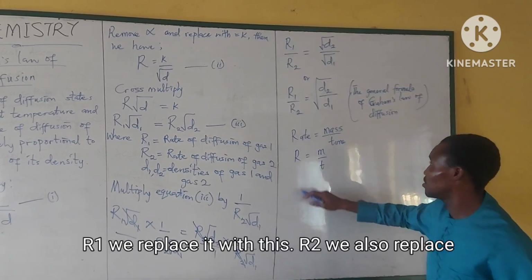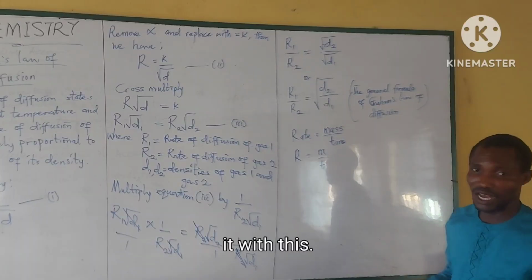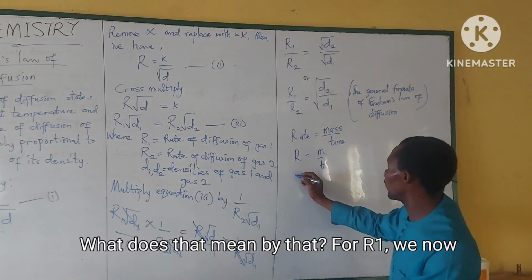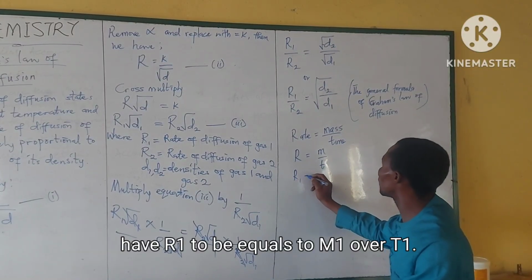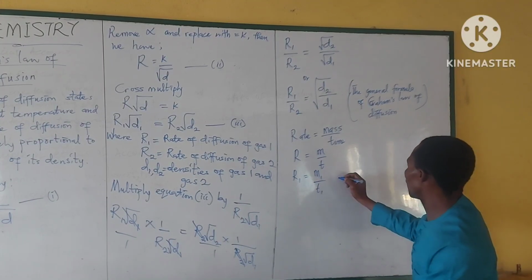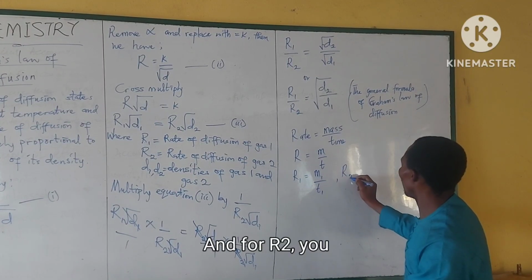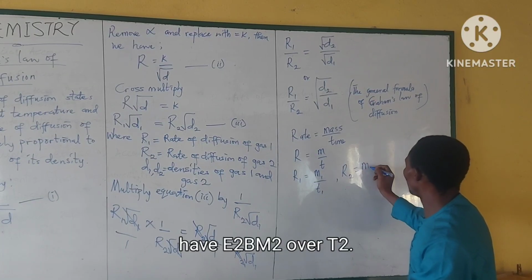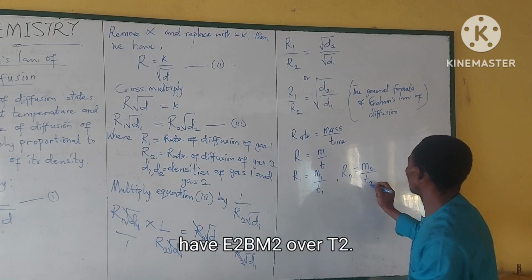R1, we replace it with this. R2, we also replace it with this. What do I mean by that? For R1, we now have R1 equals M1 over T1. And for R2, you have it to be M2 over T2.